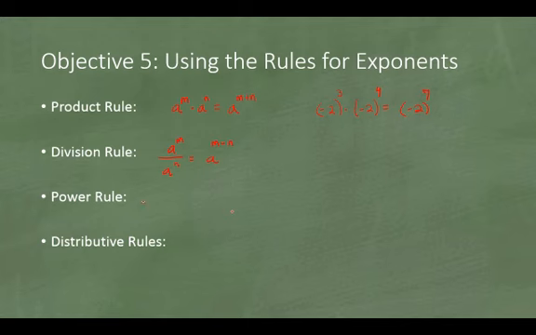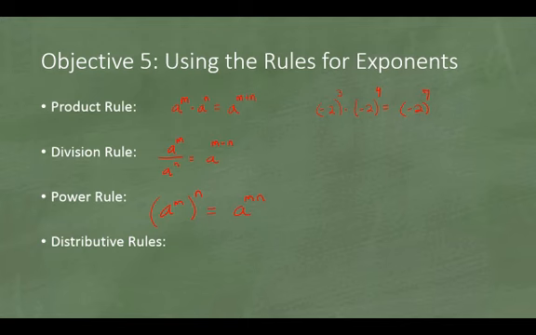The power rule says that if you take any base a, raise it to some power m, and then take that number and raise it to some other power n, we can write down the same base and multiply the powers, m times n.